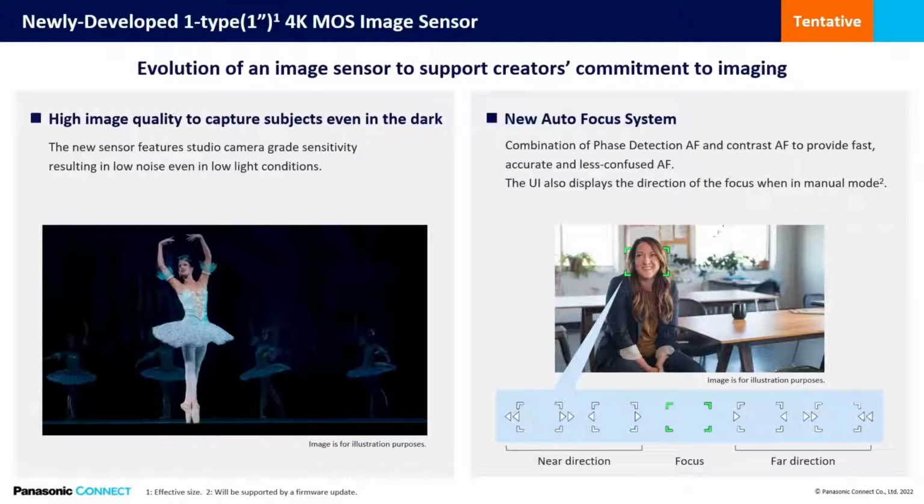So the high image quality to capture subjects even in the dark is very important. And now you can use this camera for doing video in theaters, musical concerts, and even conferences when zooming in a lot and you need a lot of light. This new sensor performs absolutely fantastic. The new autofocus system is a combination of face detection autofocus and contrast autofocus to provide fast, accurate and less confused autofocus. So instead of going back and forth to find the right point, it knows the distance and goes to that point immediately. And the user interface also displays the direction of the focus when in manual mode, so it's easier to use.